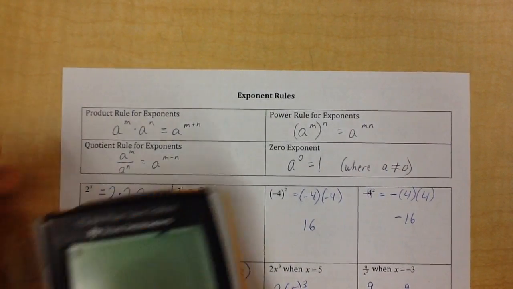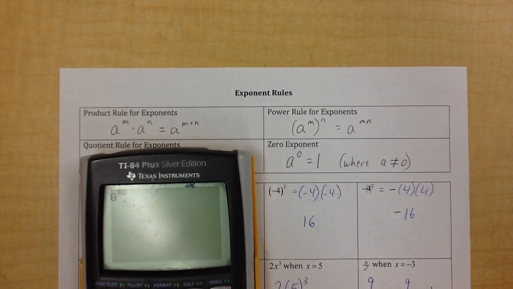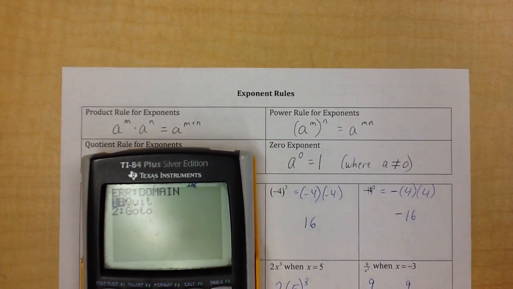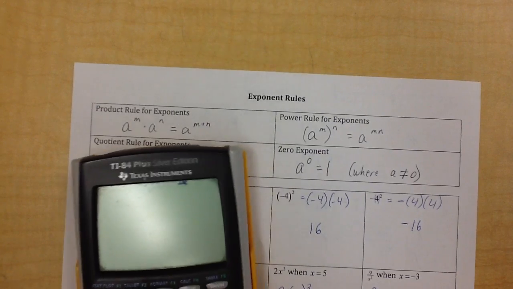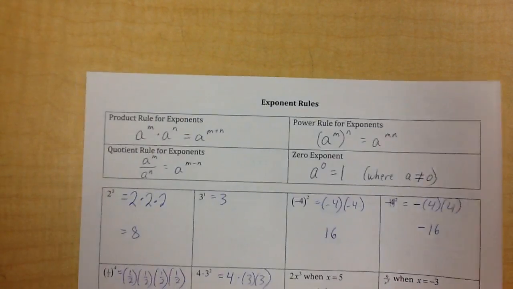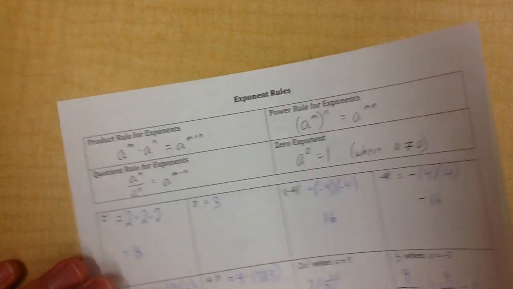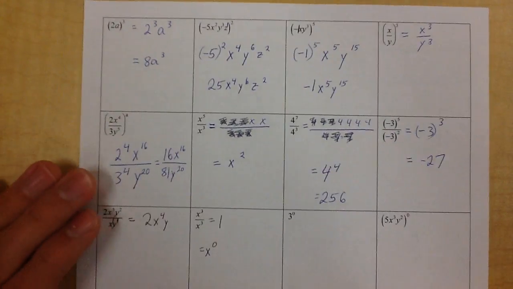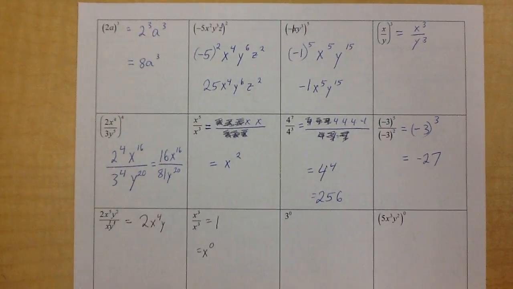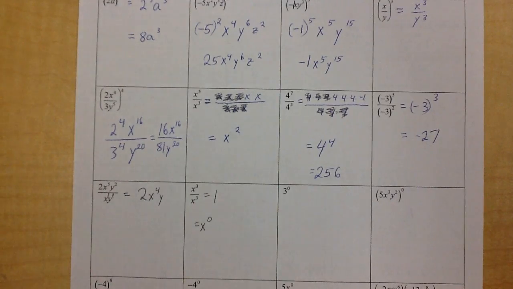Here, let me show it to you on the calculator, just because 0 to the 0 power is an error, a domain error. It doesn't work. Okay, there's a reason for that, but let's move on. Aren't you curious? All right, so anything with the exception of 0.